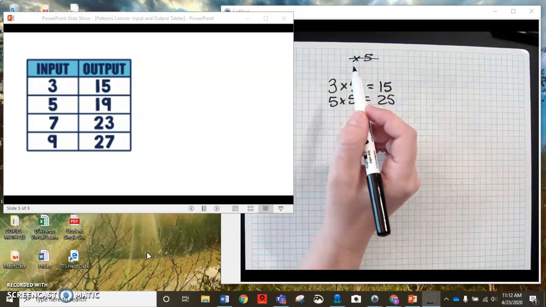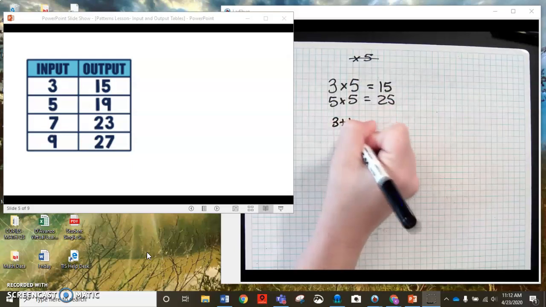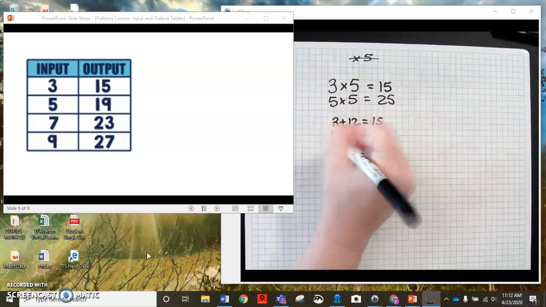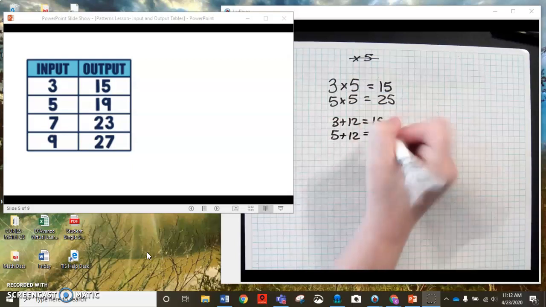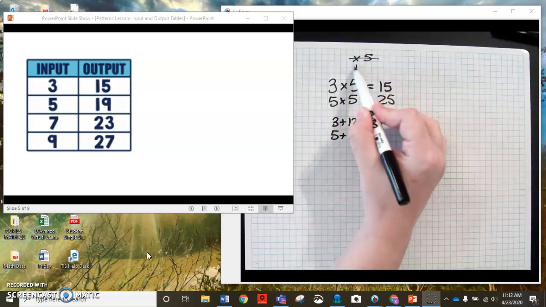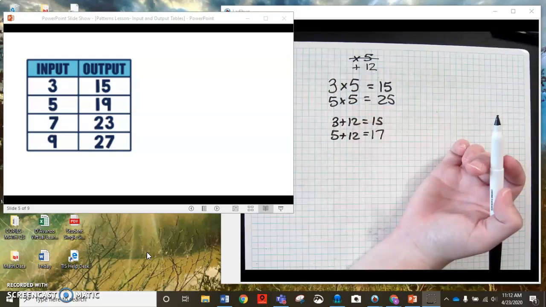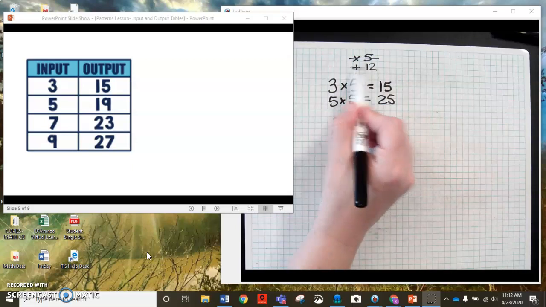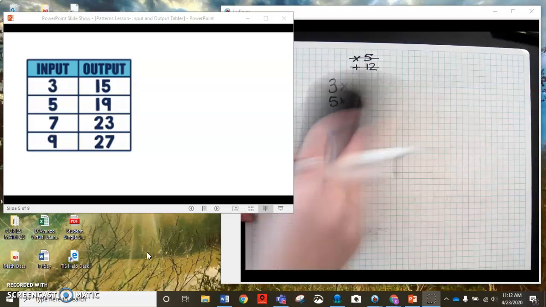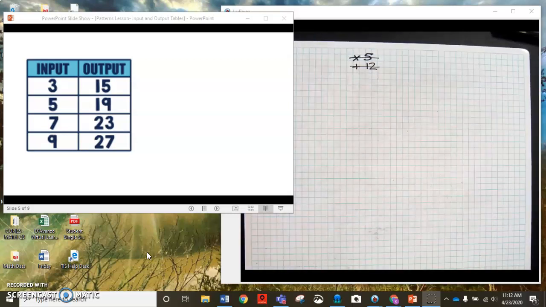Instead, let's try adding 12. 3 plus 12 equals 15. 5 plus 12 equals 17. So it also cannot be to add 12. So since it doesn't seem to be one of our more basic ones, we need to think about it being possibly two rules that are being applied. So now I'm going to look for other relationships.